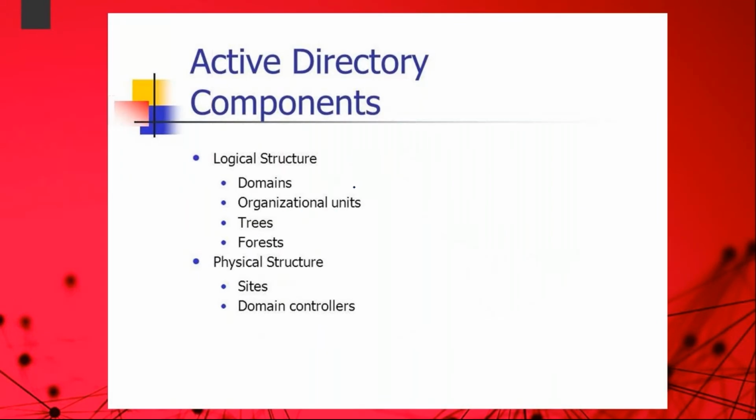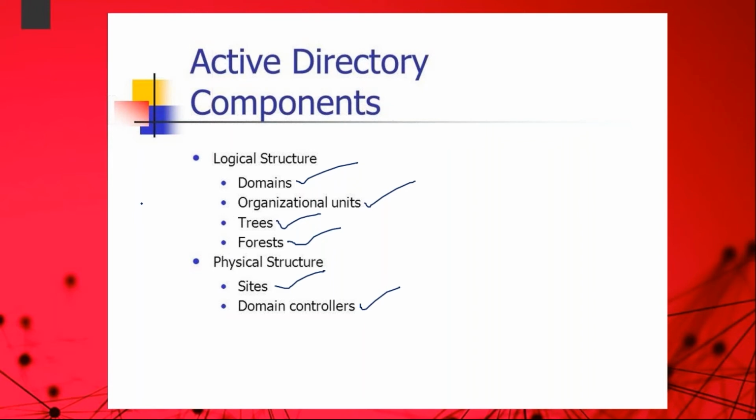Now we have some components inside Active Directory. We have domains, organizational units, trees and forests. These are the logical structures, and the physical structures are sites and domain controllers. So first, domains. What are domains? The domain in Active Directory, what is that? It is a service, right?